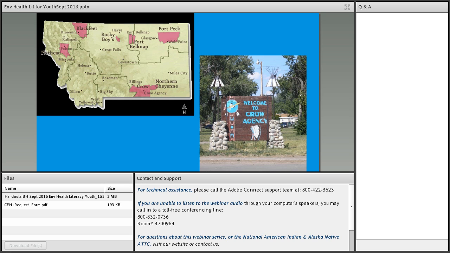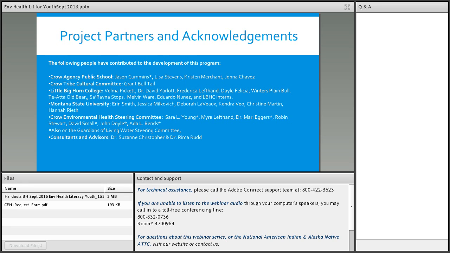Let's see, next slide. I just want to acknowledge the many partners that have been involved in this project with me, ranging from the Crow Agency Public School and the Crow Tribe's Cultural Committee. I also work closely with Little Bighorn College, my students at Montana State University, and the Crow Environmental Health Steering Committee, as well as the consultants and advisors I work with.